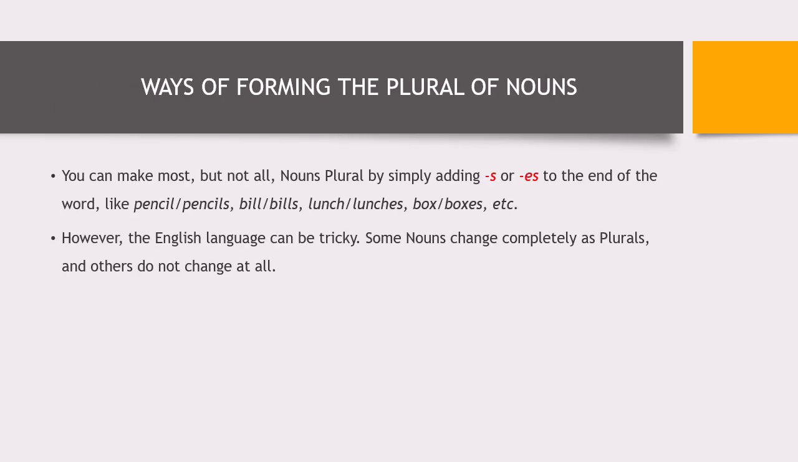Ways of forming the plural of nouns. You can make most, but not all nouns plural, by simply adding s or es to the end of the word, like pencil, pencils, bill, bills, lunch, lunches, box, boxes. However, the English language can be tricky. Some nouns change completely as plurals, and others do not change at all.